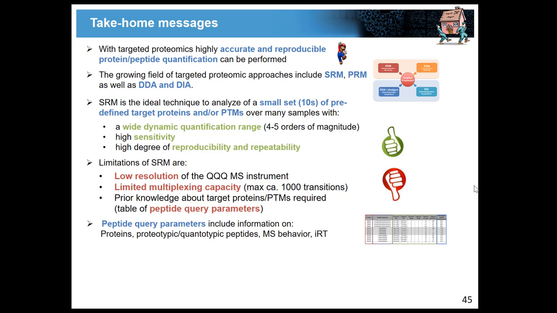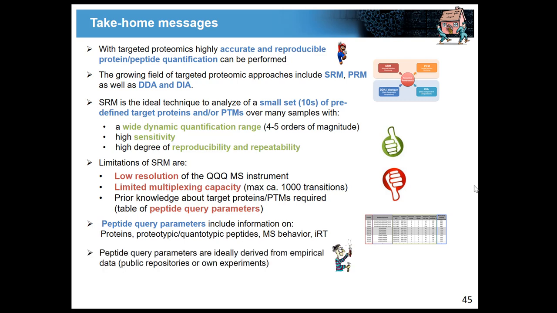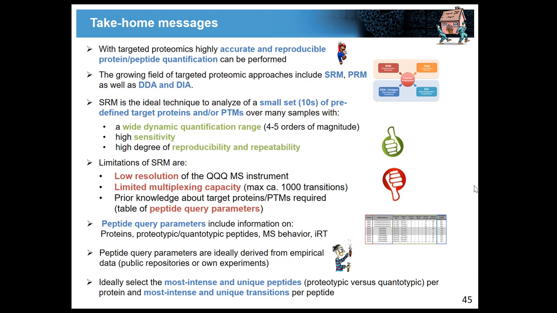And peptide query parameters include information about which proteins, which peptides are the best representatives for these proteins, and we discussed prototypic and quantotypic features. It also contains information how the peptides behave on the mass spectrometer and how they behave on your LC. And ideally, these parameters should all be derived from empirical data, whether it's repositories or own experiments. And what people tend to do is they use the most intense and unique peptides and the most intense and unique transitions. This is how you select and how you get started with your measurements.